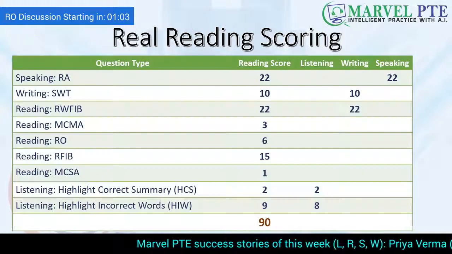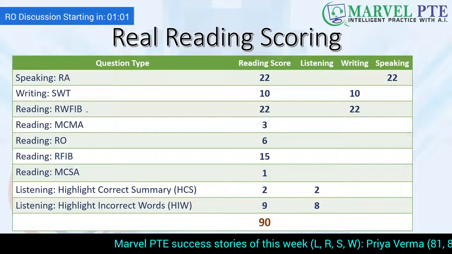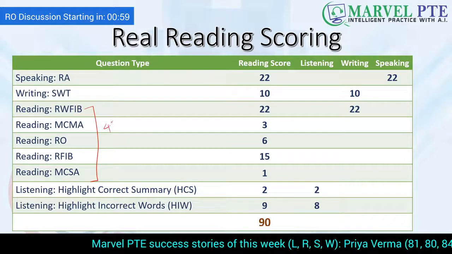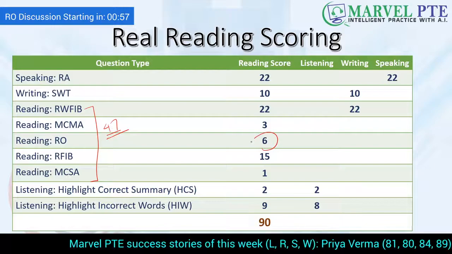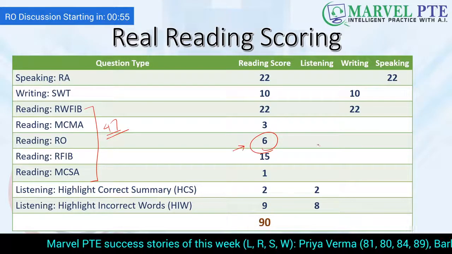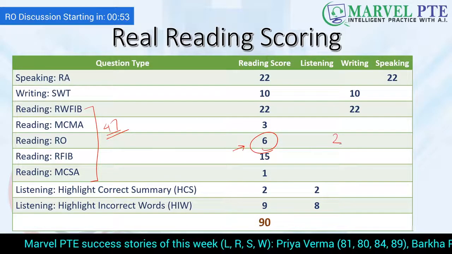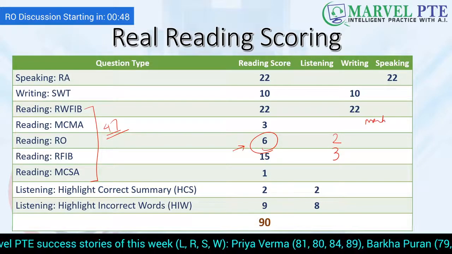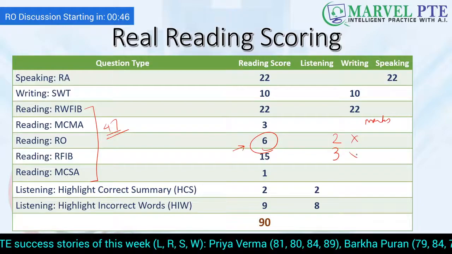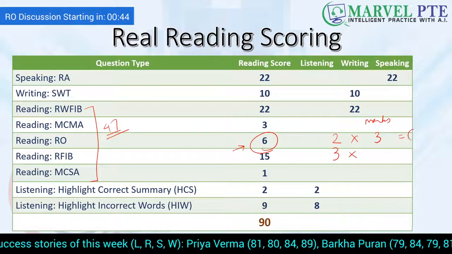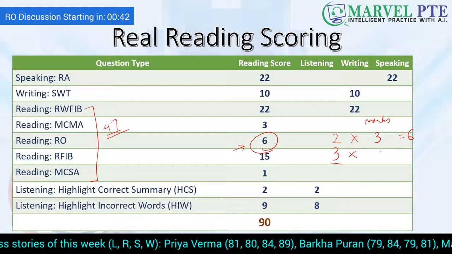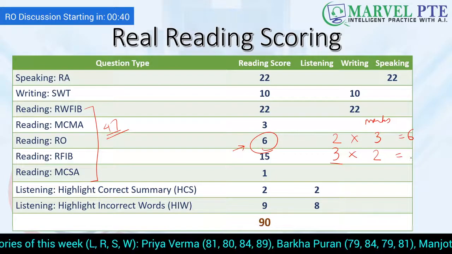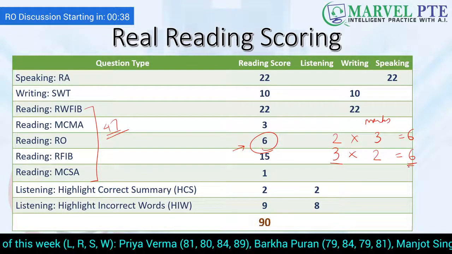And this is the real PTE reading scoring, where you can see the reading module just contributes 47 marks, and from that 6 marks are for your reorder paragraphs. Now either 2 reorder paragraphs come in your paper or 3 reorder paragraphs come. If there are 2, they will be 3 marks each, so the total is 6. If 3 reorder paragraphs are coming, then it will be 2 marks each, so that the total is 6.